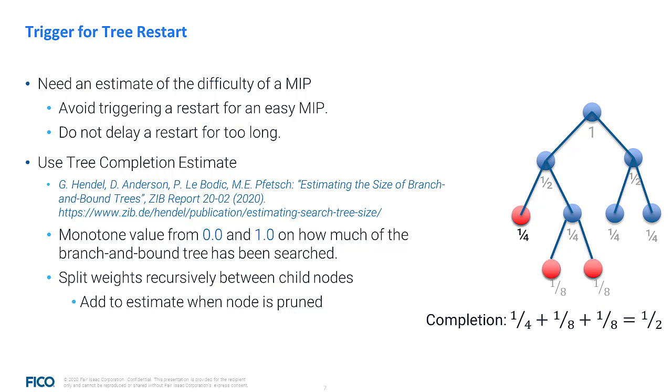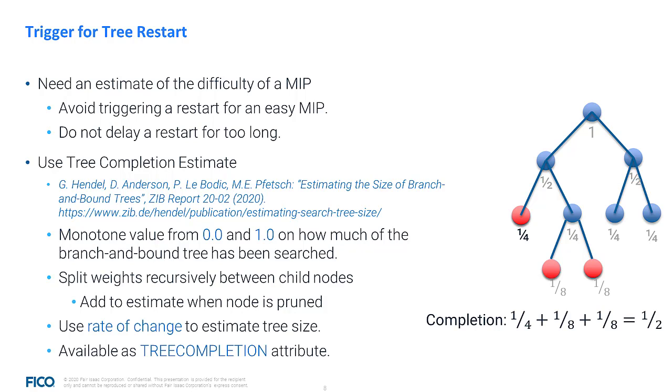In practice, we do not split a parent's weight evenly, but rather weigh the child nodes according to our internal estimates of their relative bound change. However, the completion at the beginning might not be a reasonable estimate for a very unbalanced tree. Therefore, internally, we use the rate of change, so to say the first derivative, to predict the tree size. In any case, the tree completion estimate, as I just introduced it, is made available as an attribute to the user. Details on this new measure can be found in the linked technical report, of which one of our developers is a co-author.